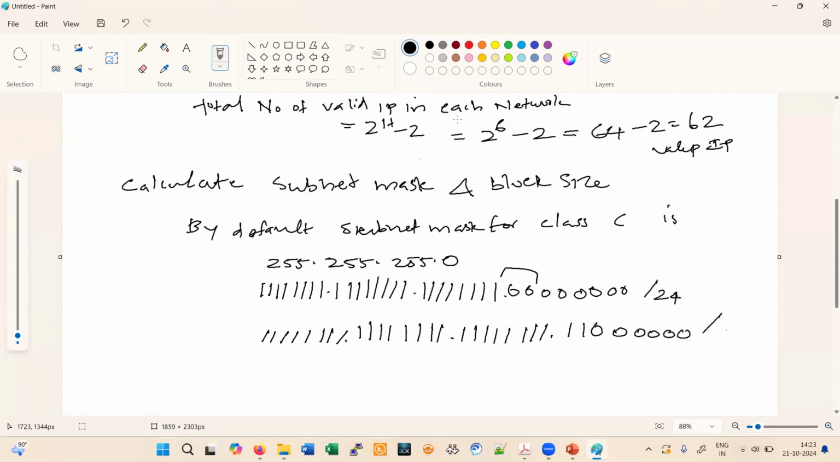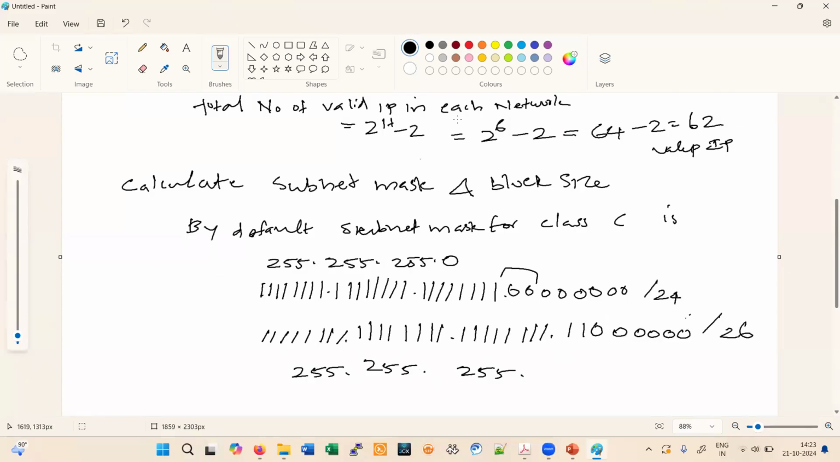This is /26. So now we can convert this into decimal. We will get the subnet mask of /26: 255.255.255. What is the decimal value of these two bits?